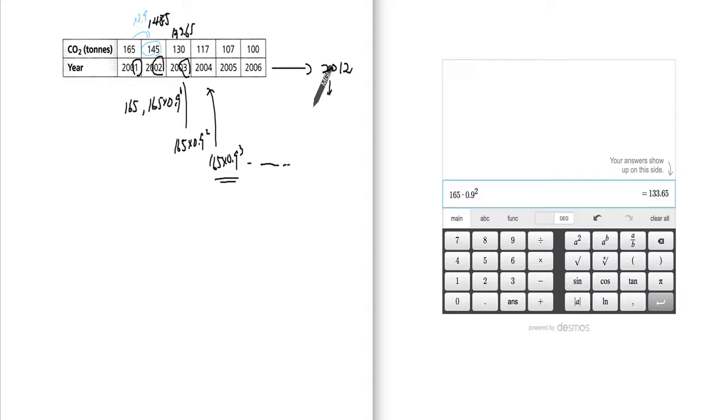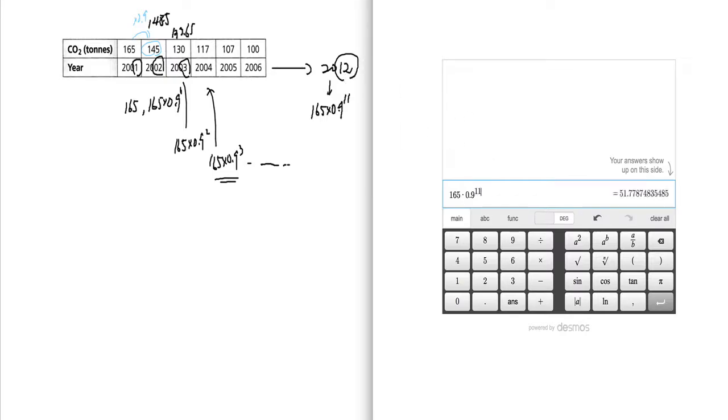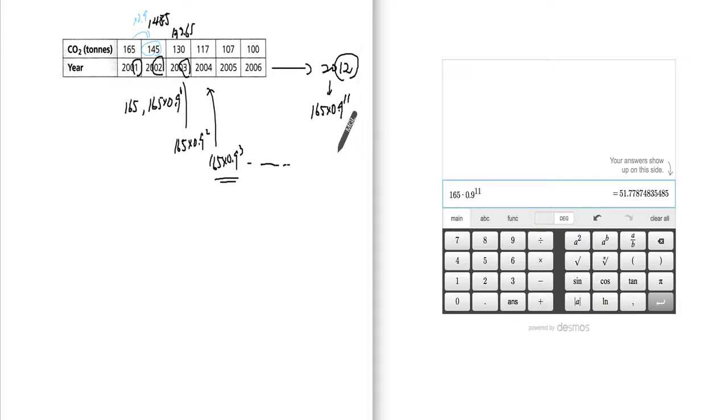So here we're going to get 165 times 0.9, because it's 12, 1 less than that, so to the power of 11. Okay, so let's put 11 here, and we get 51.78. And the question was, will it be reduced to no more than 70 tons? The answer is yes. This is less than 70.